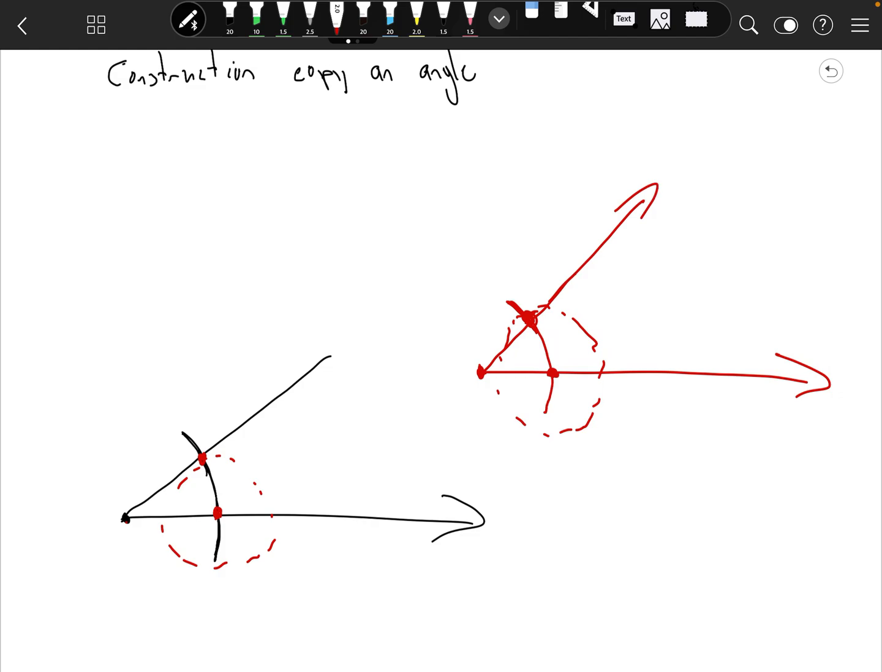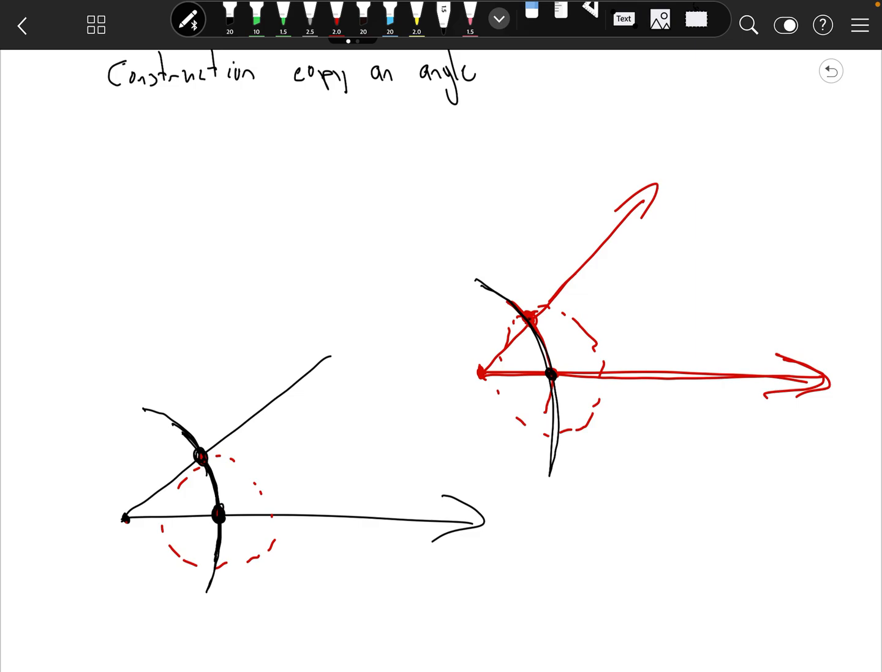So just a reminder, I'm just going to highlight this: make your arc, and then make a circle around the center of your first angle. And then make that same circle, the same setting right there. And then measure with your compass these two points right there, and then measure this one right here.